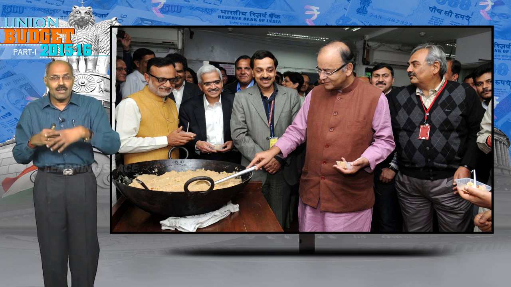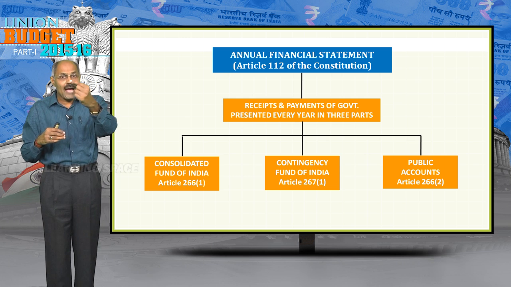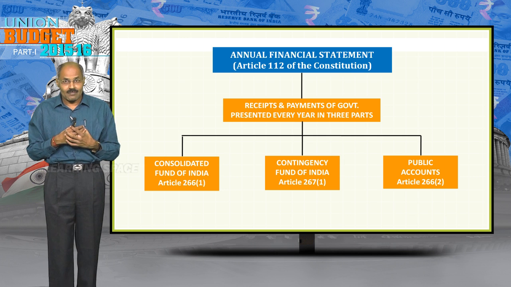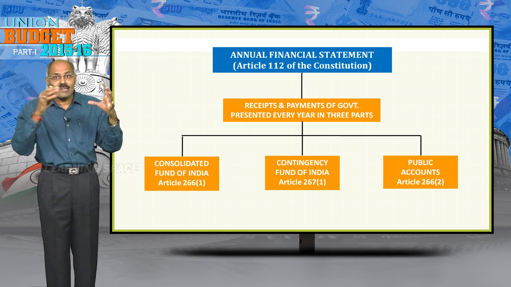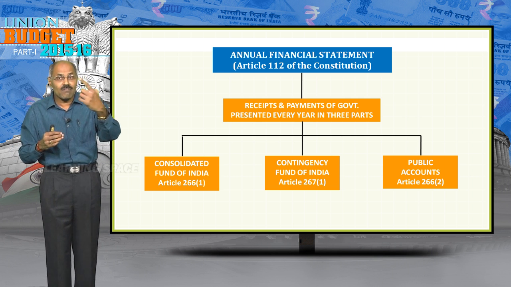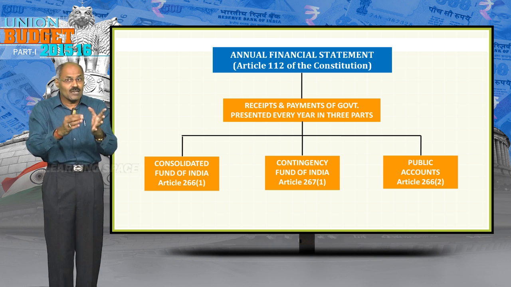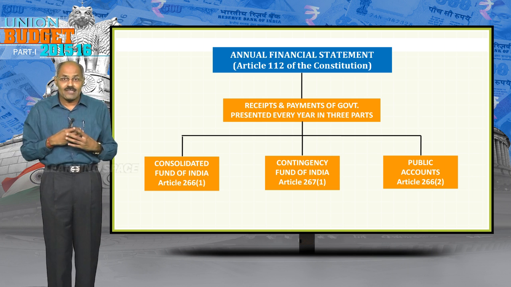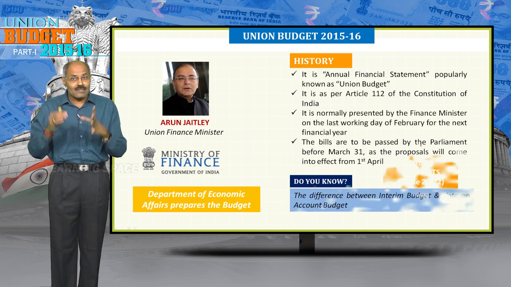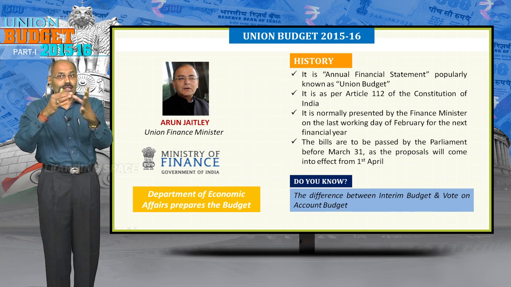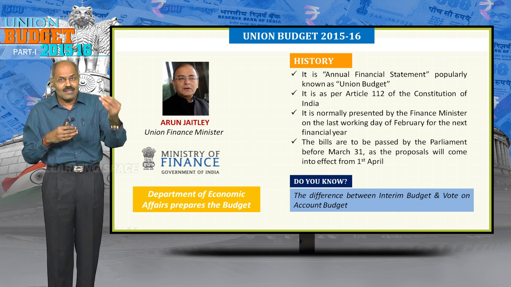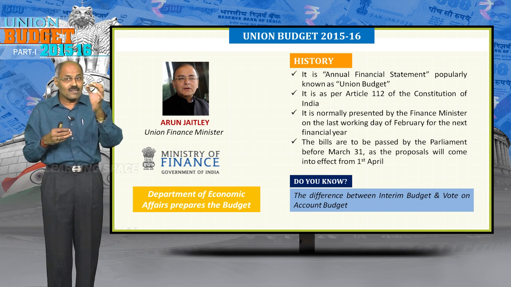The third point which I would like to tell you is, the name of the budget as per the constitution is Annual Financial Statement. Annual Financial Statement is mentioned in the constitution as per Article 112. As per Article 112 of the constitution, annual financial statement appears, that is nothing but budget, and this budget is presented normally on the last working day of February. This year, the Union Finance Minister presented the budget on 28th, that is on Saturday.